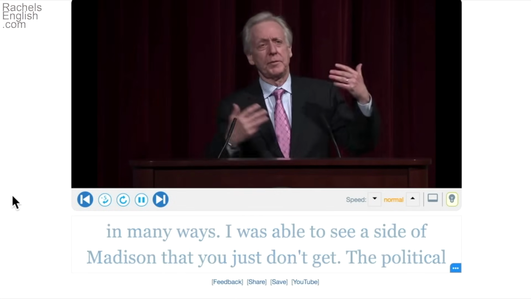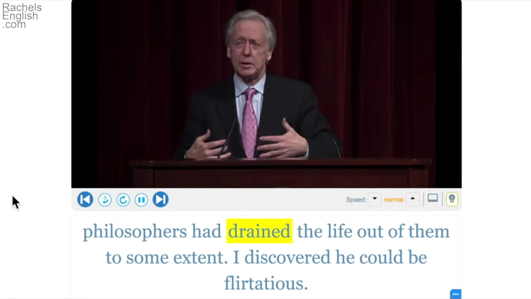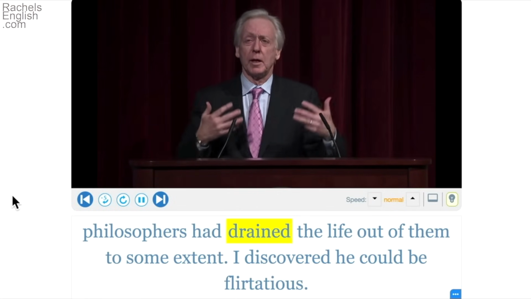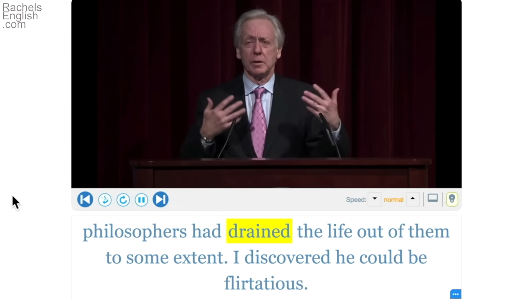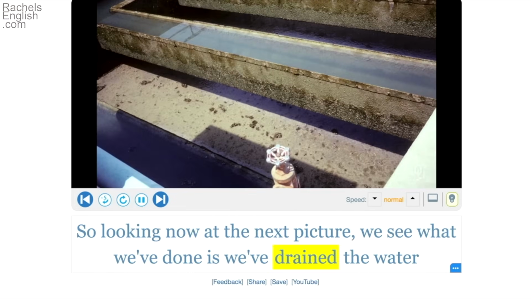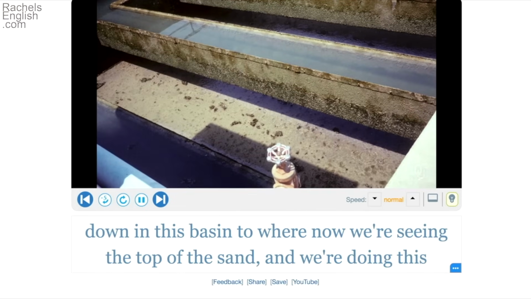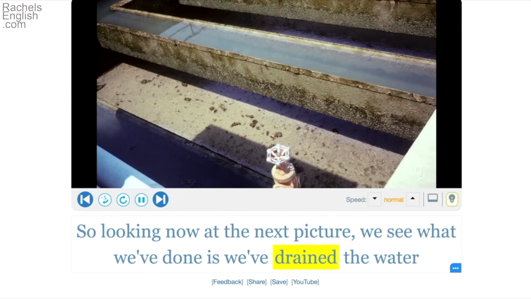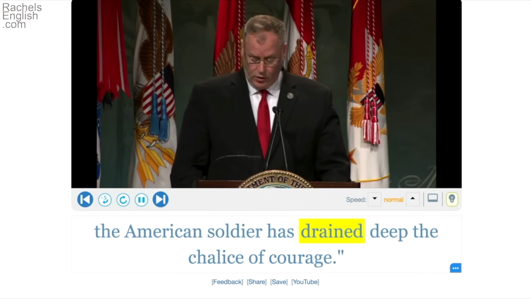Now we'll look at drained, also all dropped Ds here. The political philosophers have sort of drained the life out of him to some extent. Drain the life. We've drained the water down in this basin. Drain the water. The American soldier has drained deep the chalice of courage. Drain deep.